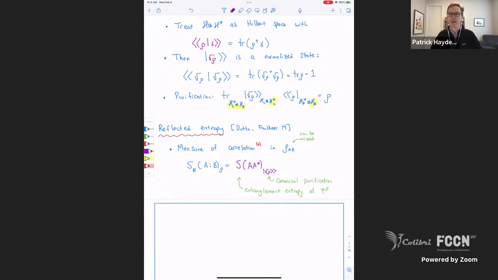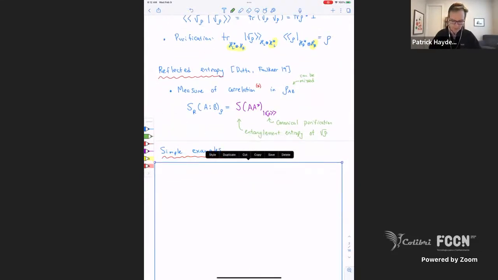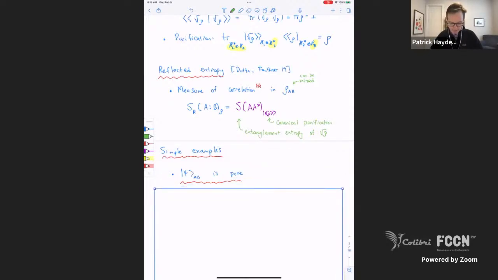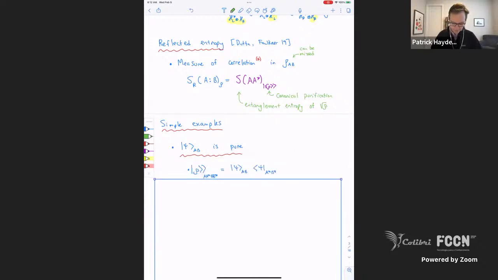So from a mixed state, we generate a pure state, and then we look at the entanglement in the pure state. And here's notation that I deprecated, the square root of rho. Now, to get a feel for that, let's just look at some very simple examples to see how it behaves. The simplest example to start with would be a pure state. So we have a bipartite pure state, and we ask, how does this reflected entropy work out?